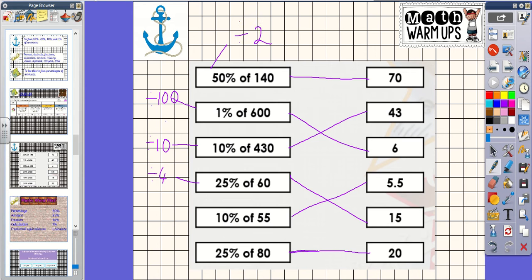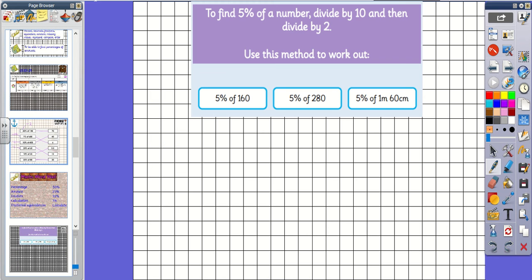Okay then, so you should have got these answers. So 50% of 140 is 70. 1% of 600 is 6. 10% of 430 is 43, 25% of 60 is 15, 10% of 55 is 5.5, and 25% of 80 is 20. So let's move on to these trickier percentages then.